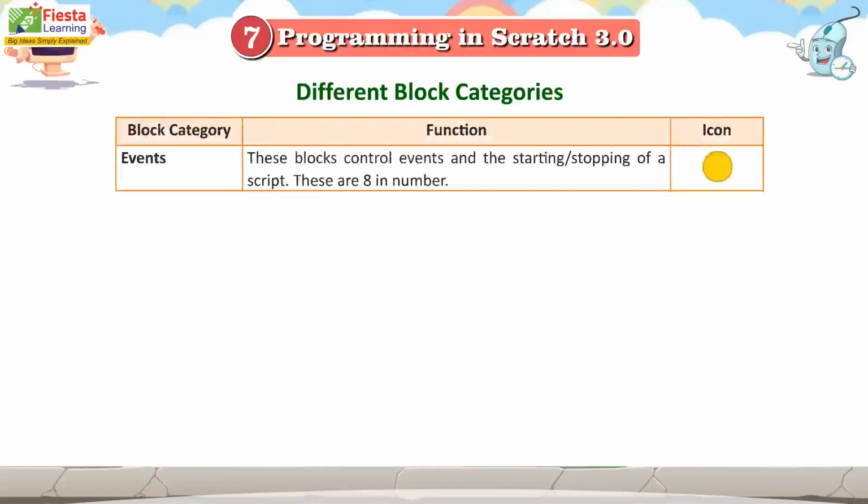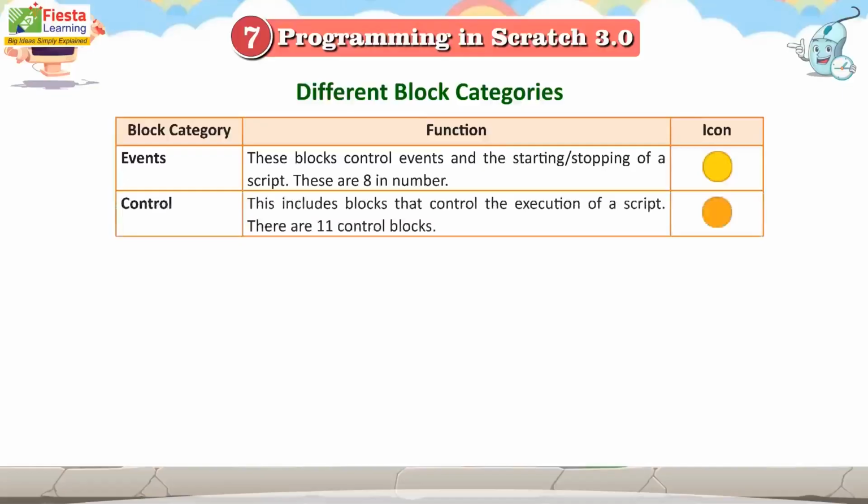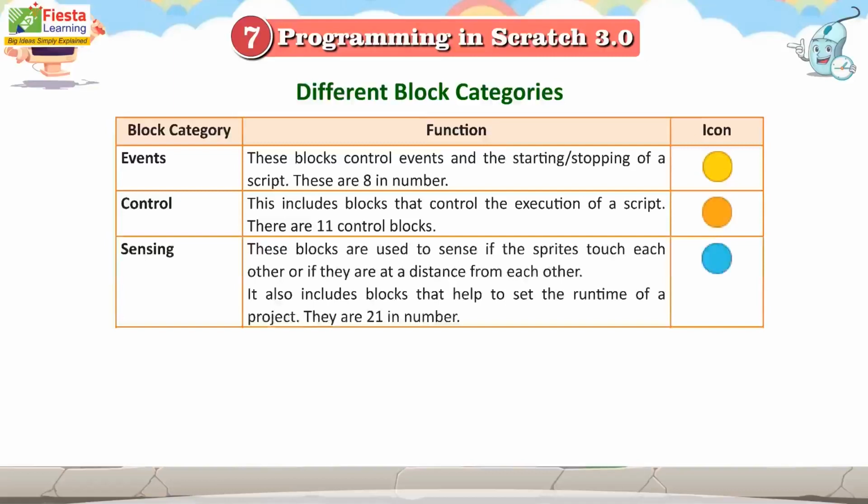Events. These blocks control events and the starting and stopping of a script. There are 8 in number. Control. This includes blocks that control the execution of a script. There are 11 control blocks. Sensing. These blocks are used to sense if the sprites touch each other or if they are at a distance from each other. It also includes blocks that help to set the runtime of a project. There are 21 in number.